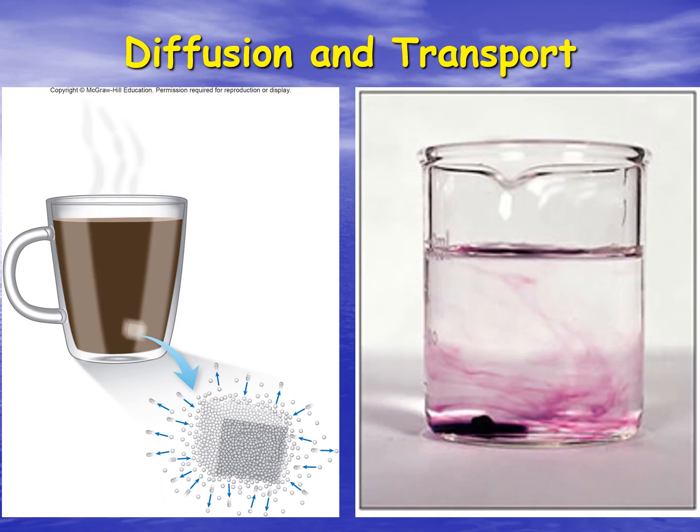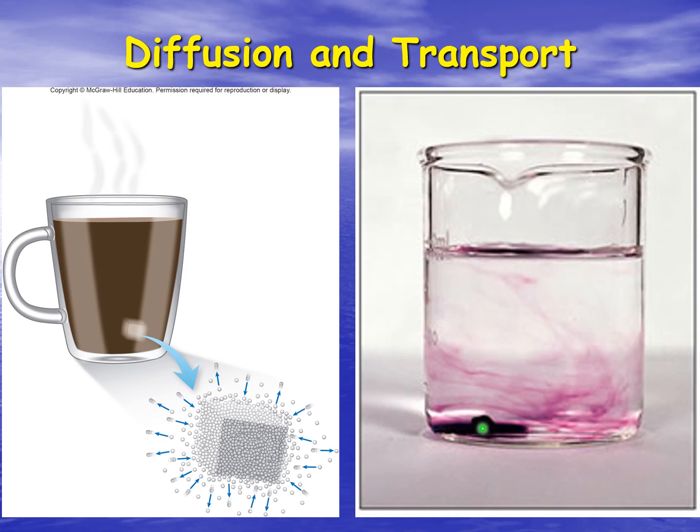So, good example of simple diffusion. What if you dropped your sugar cube in your coffee? Well, to begin with, the sugar is in high concentration right here and low concentration out here. Same thing if you drop a piece of potassium permanganate, that's purple stuff, into a beaker of water. To begin with, we have a high concentration right there.